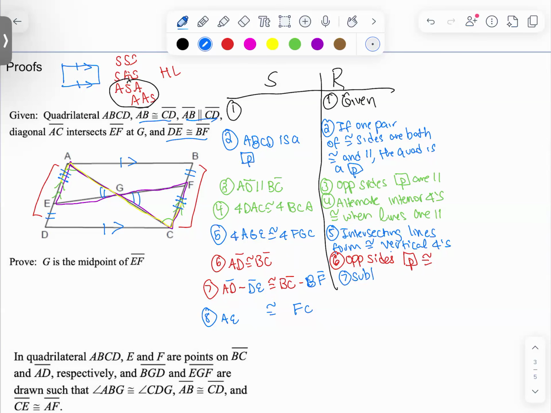This is subtraction. And then in step 8, we're just saying if we do AD minus DE, we get AE. If we do BC minus BF, we get FC. We're just replacing the subtraction with what it's equivalent to. And that's substitution.